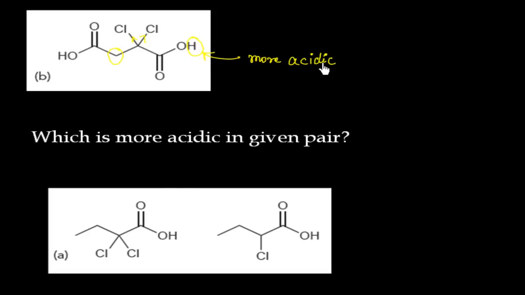So let us say I have two acids. We have to decide which hydrogen is more acidic. Either this hydrogen is more acidic or this hydrogen is more acidic. Once again, in this case I have only one chlorine, in this case I have two chlorine. So this will show minus I effect more compared to this one. So this hydrogen is basically more acidic.